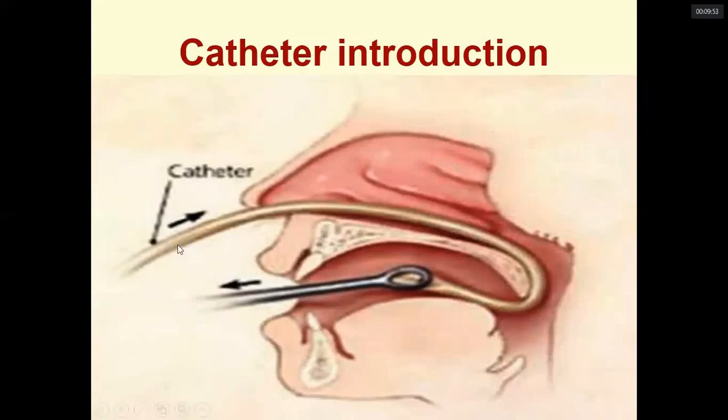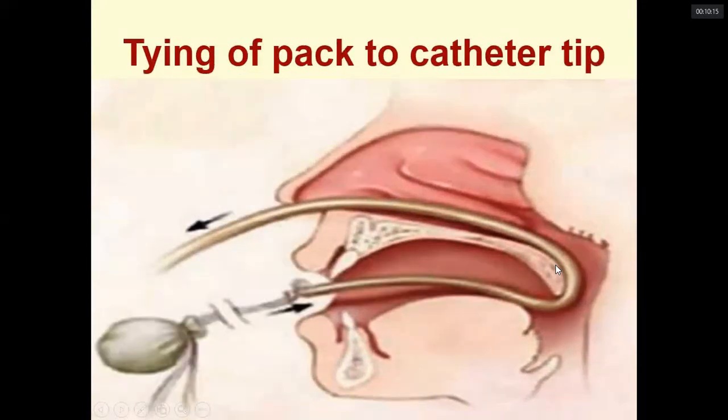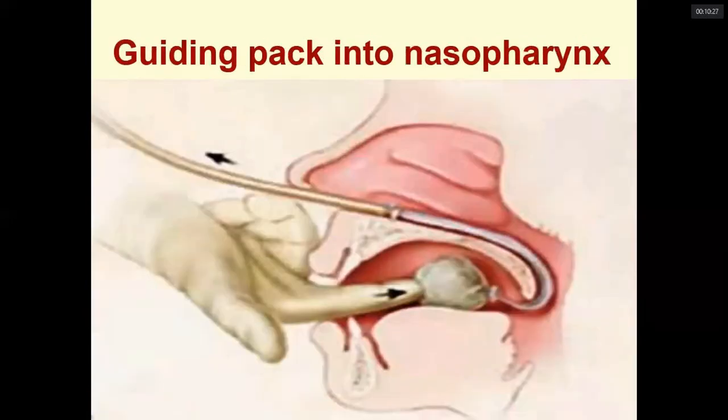So what you do is use a Foley's catheter. You have seen the Foley's catheter, and we also have just inserted it in a different patient. You just put it inside the nasal cavity, and here's the balloon. You inflate the balloon and you pull it towards the anterior part of the nose. That way, the posterior choana will be occluded. So here the pack is pulled and it is fitted there in the nasopharynx.